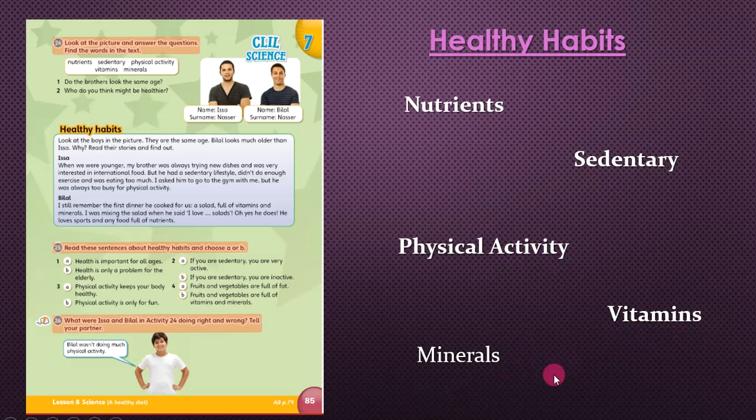Vitamins and minerals are things that can be found in healthy food, vegetables and fruits and meat and eggs. Examples of vitamins are vitamin A, vitamin C, and minerals are like iron. Okay.